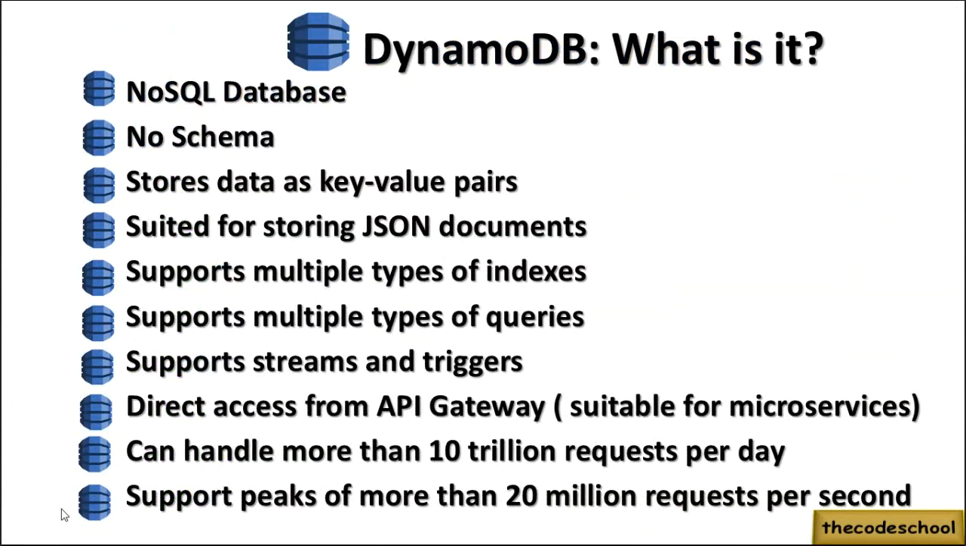This database can handle more than 10 trillion requests per day. This is really a very performant system. DynamoDB also supports a peak of more than 20 million requests per second. So in a peak hour, 20 million requests per second is the TPS that is guaranteed. But again, it depends on the item size and how you design your database.